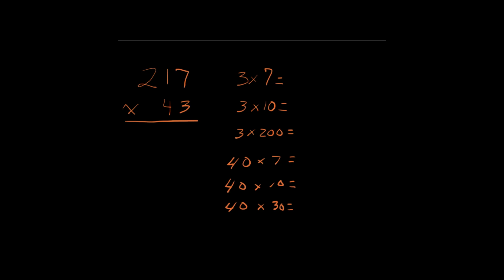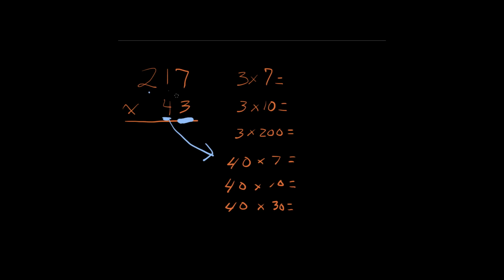So we're going to start out with that 3. So I'm going to underline that as a starting point. So 3 times 7 we've done. 3 times 10 we've done. And then 3 times 200 we've done. 7, 10, 200. Then we're going to scoot over here for the bottom section. The 4 is actually a 40. So notice how this 4 is written as 40.